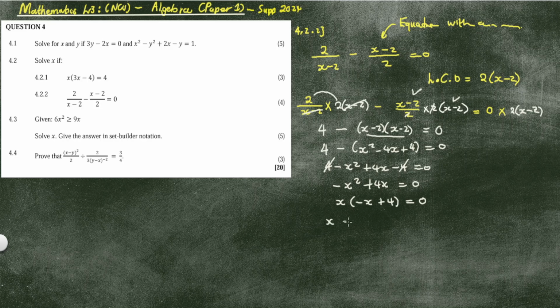So the first root or first answer is going to be x equal to 0, or minus x plus 4 equal to 0. That's minus x equals minus 4, so x is equal to a positive 4. So these are my solutions. So that's 4 marks for 4.2.2.